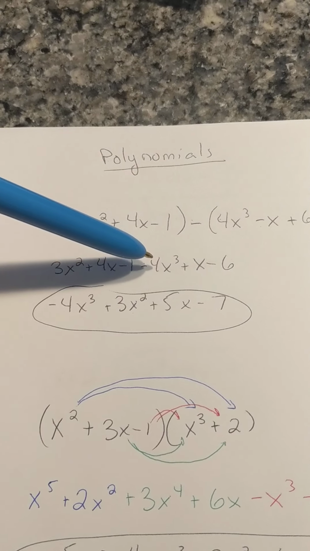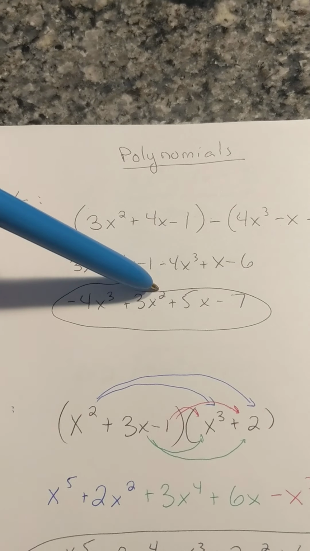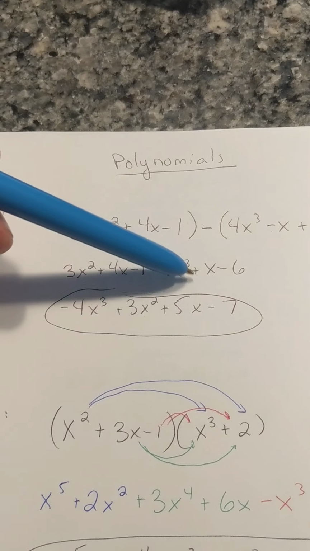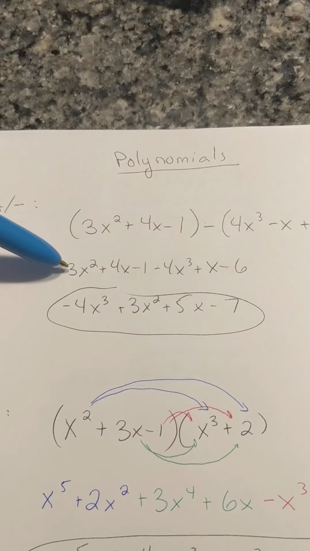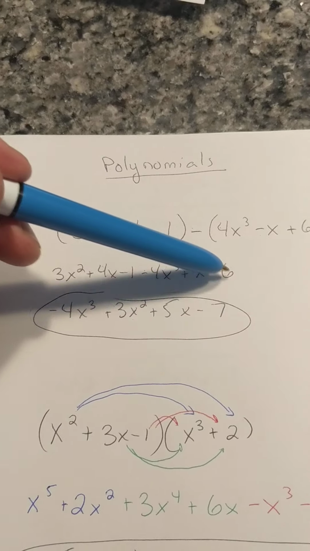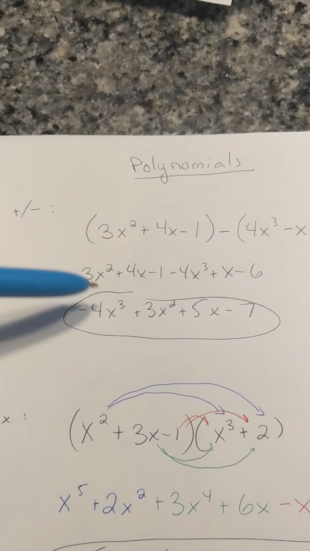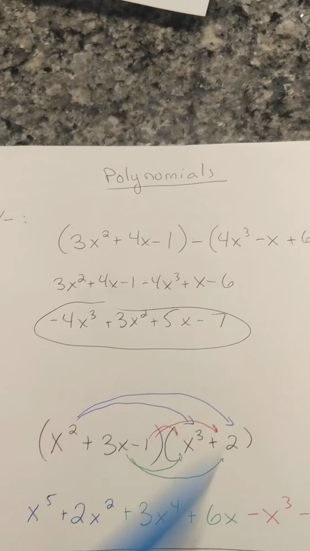Then from there, I combined like terms, and I started with the highest degree. That always goes first, and then it goes in descending order. So negative 4x cubed was first, 3x squared was next. I combined the 4x and the x to get 5x, and then I combined the negative 6 and the negative 1 to get negative 7. Now what I have here is a cubic polynomial.